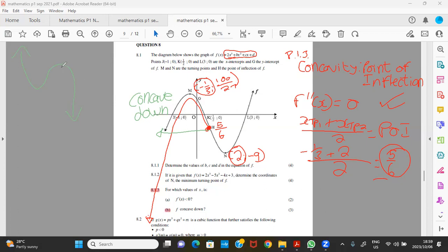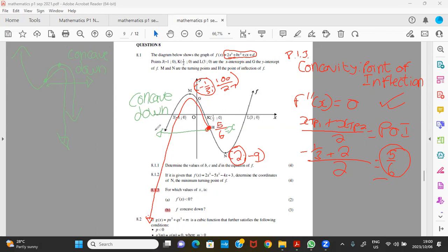Here's my point of inflection. From here, going all the way to the right, I'm going down, so my concave down is when I'm going to the right. But then I must write it in terms of x. How am I going to write it in terms of x? 5 over 6 is my x value, and I only need that. I don't need to find the y value for this question.